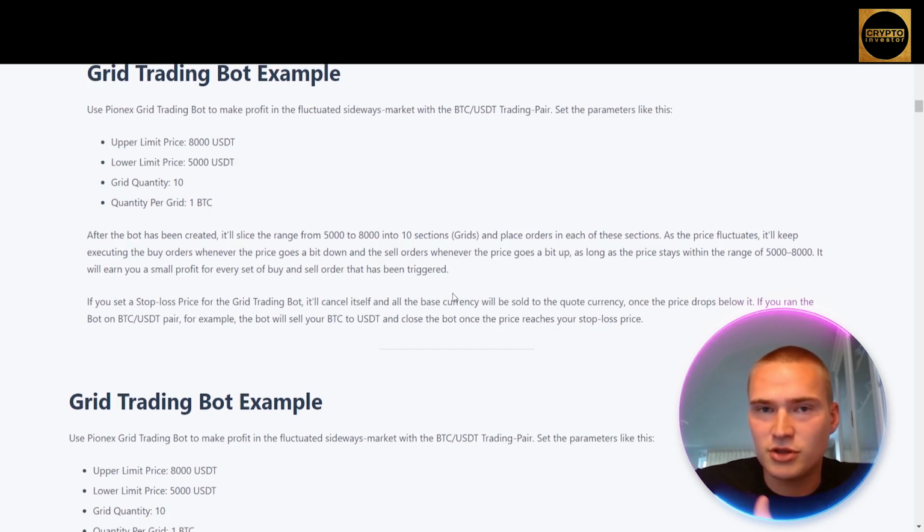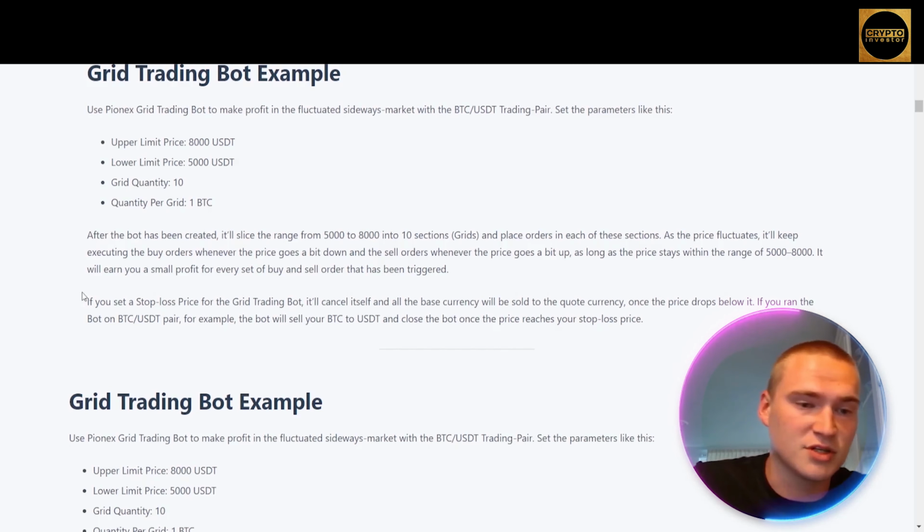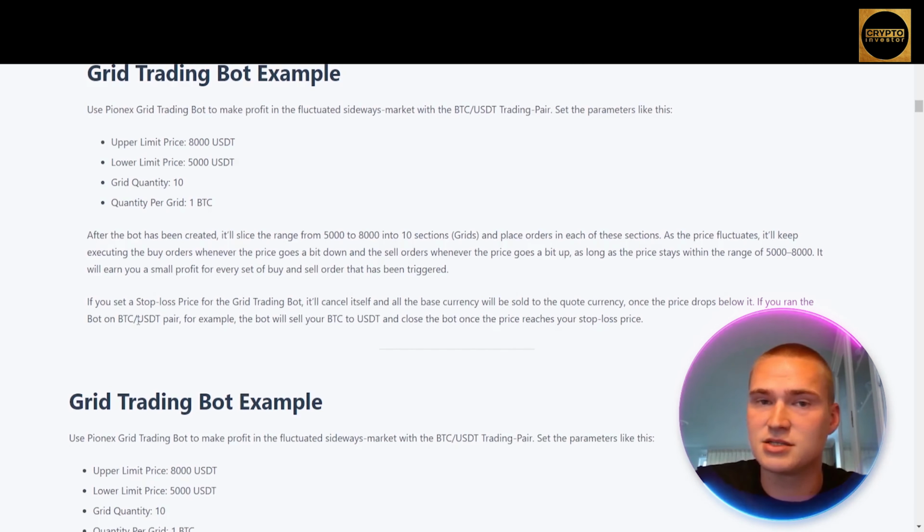For example, the optionals that we had were a stop loss price for the grid trading bot. This means that when it touches that stop loss price, it'll cancel itself and all the base currency will be sold to the quote currency once the price drops below that. If you ran the bot on the BTC against USDT pair, the bot will sell your BTC for USDT. But if this was, for example, BTC against Solana, it would sell BTC to Solana and close the bot once the price reaches your stop loss price. So now I think it's time.